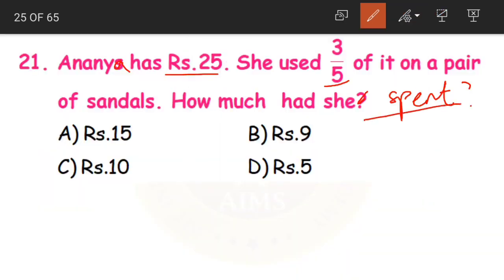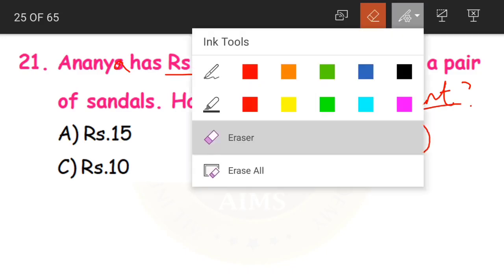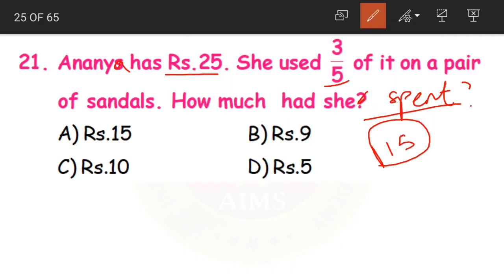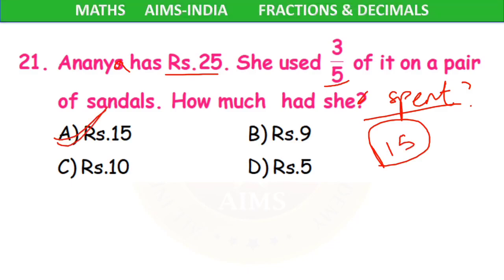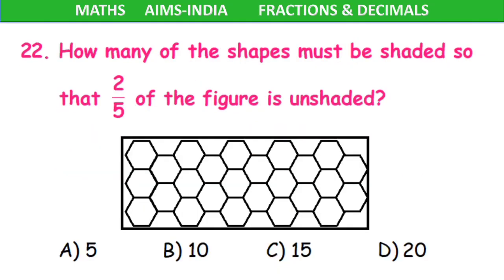How much did she spend? 3 by 5 of 25 means she spent 15 rupees. Option A, 15 becomes our correct answer. Understood? While we are dealing with fractions, when we have "of", it means that we have to multiply the given pair of fractions or whole numbers.